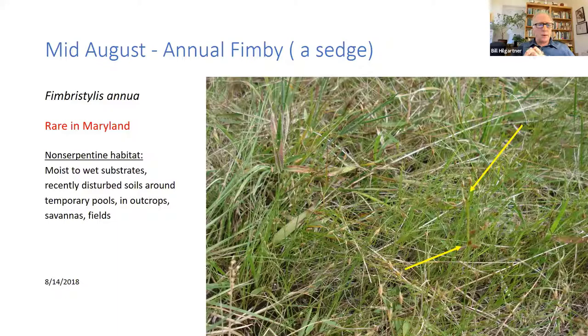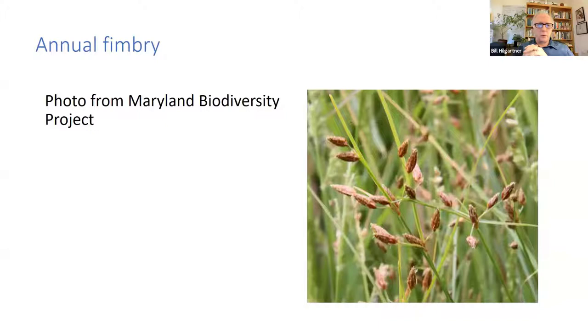But again, it can occur in moist to wet substrates, as well as recently disturbed soils around temporary pools, in outcrops, savannas, and fields. And there's a close-up I borrowed from a photo taken from the Maryland Biodiversity Project website, just to show you the close-up of the flower head.